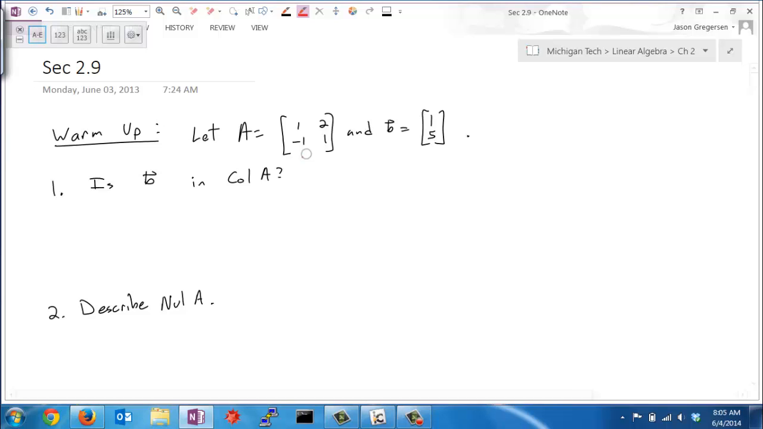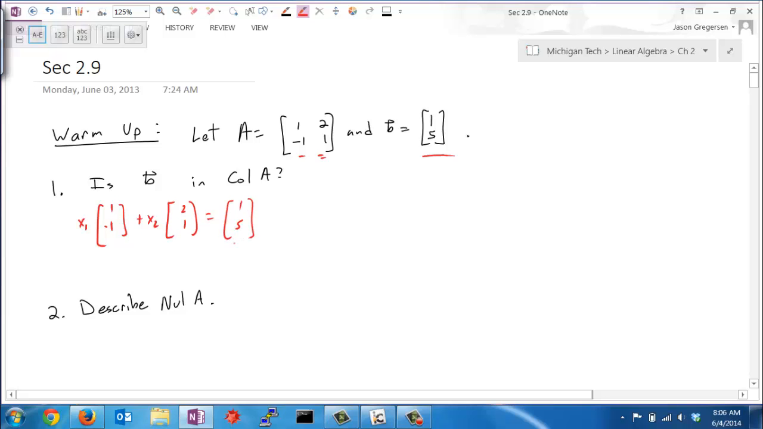So we have two columns, this one and this one. If I want to find out, is there a linear combination of those two columns that brings me to B? I could say, is there an x1, some number times the first column, plus some number times the second column, that would give me 1, 5? That's kind of the question. Of course, that's the vector equation, which is really the same as the matrix equation, which is the same as the linear system. And to figure out if there is an x1 or x2, we could just solve the augmented system. So that's what we'll do here.